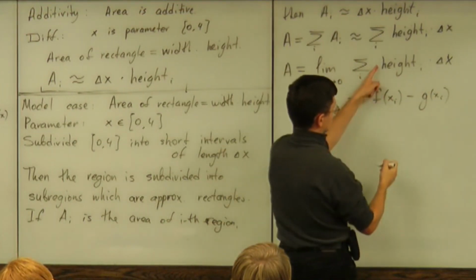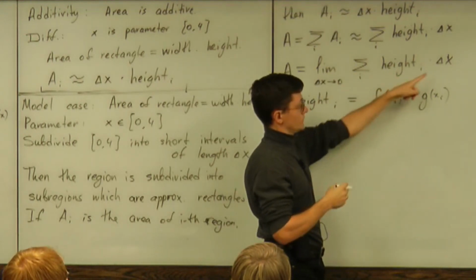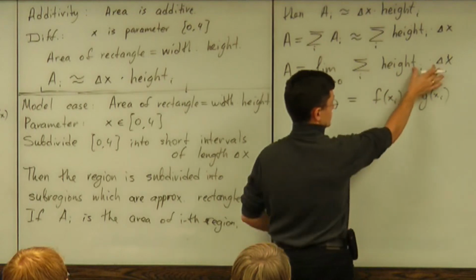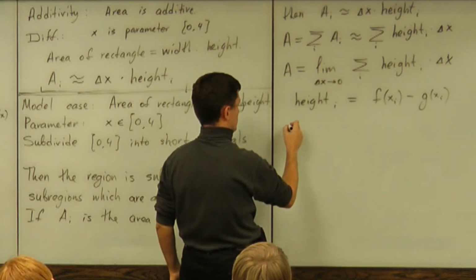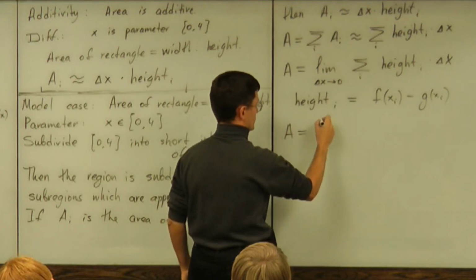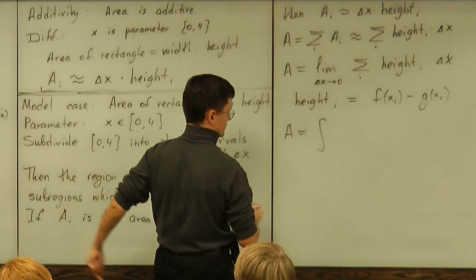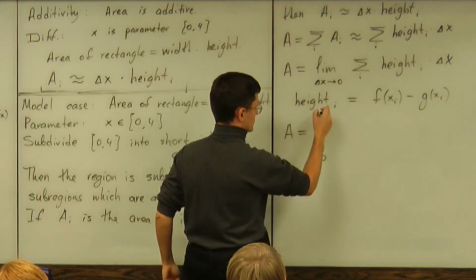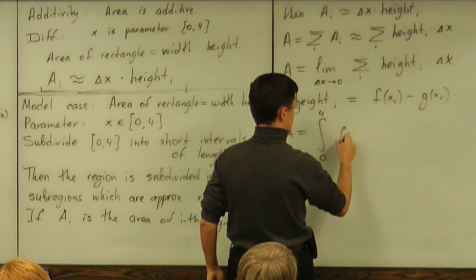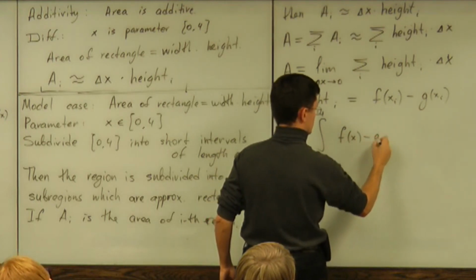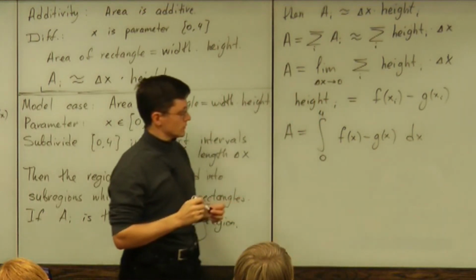And then, once I see that this is a function of xi only and not of delta x, and I have a product with delta x, sum and limit, so that's the integral by definition. Integration happens from x equals 0 to x equals 4. The function I need to integrate is going to be f of x minus g of x, and I integrate with respect to x.